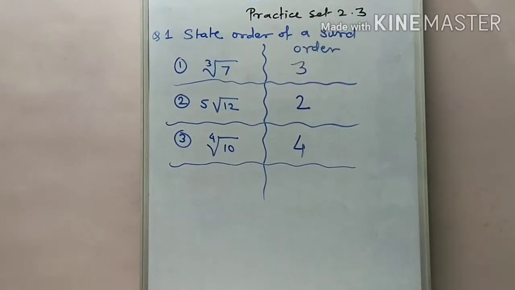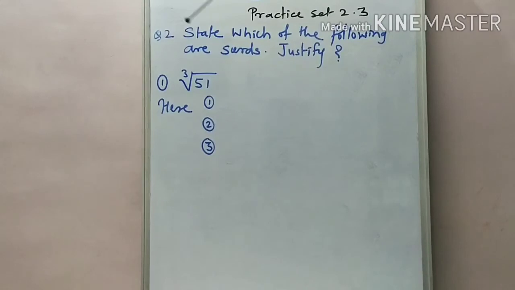Okay students, second question is: state which of the following are surds, justify your answer. So here the first example is what? Cube root of 51. To decide whether it is a surd or not, we have to verify 3 conditions. The first condition is about the value of n. n is here 3, which is an integer and greater than 1. The second condition is for a, that value is 51, which is a positive rational number.